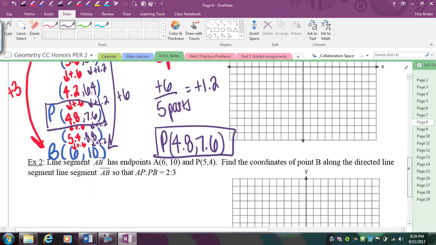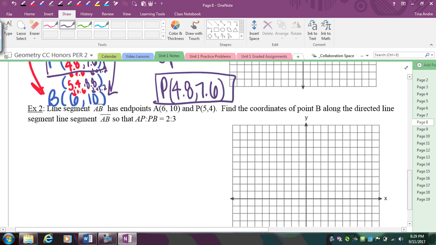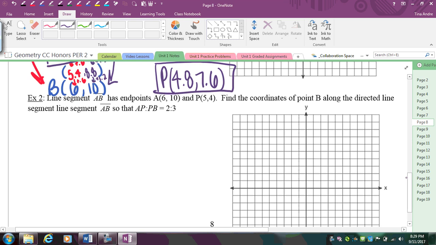The other scenario is what happens if you have to find an endpoint and you're given the point that partitions the segment, and also you're given another endpoint. So it's kind of like those midpoint problems. So again, you can look at this on a graph. So I can plot these points and then see if the numbers work. So 1, 2, 3, 4, 5, 6, up to 10.